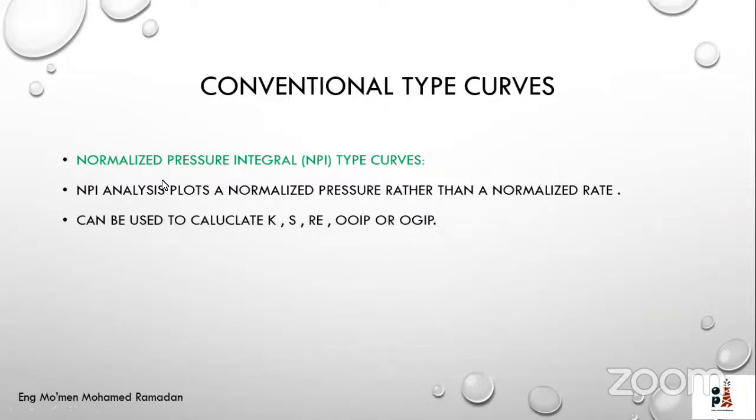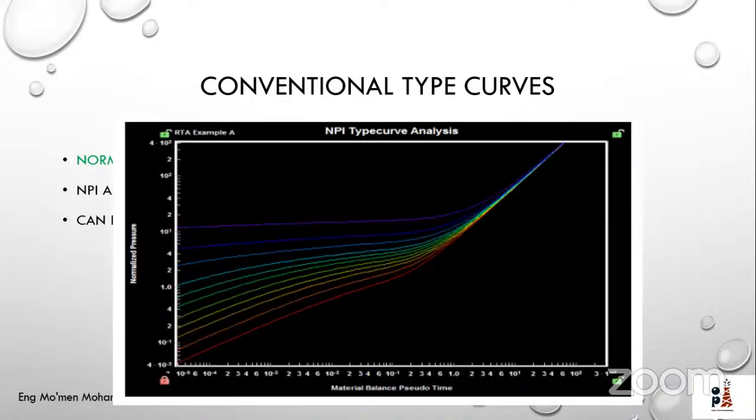Also, there are type curves called the normalized pressure integral, which is abbreviated as NPI type curves. They plot the normalized pressure instead of the normalized rate, and you can reach the same output like Blasingame and Agarwal-Gardner. So here, this type curve is the NPI type curve. In the y-axis, you have the normalized pressure, and in the x-axis you have the material balance time, or the material balance pseudo time in the case of a gas reservoir. You make the type curve matching and reach the outputs.